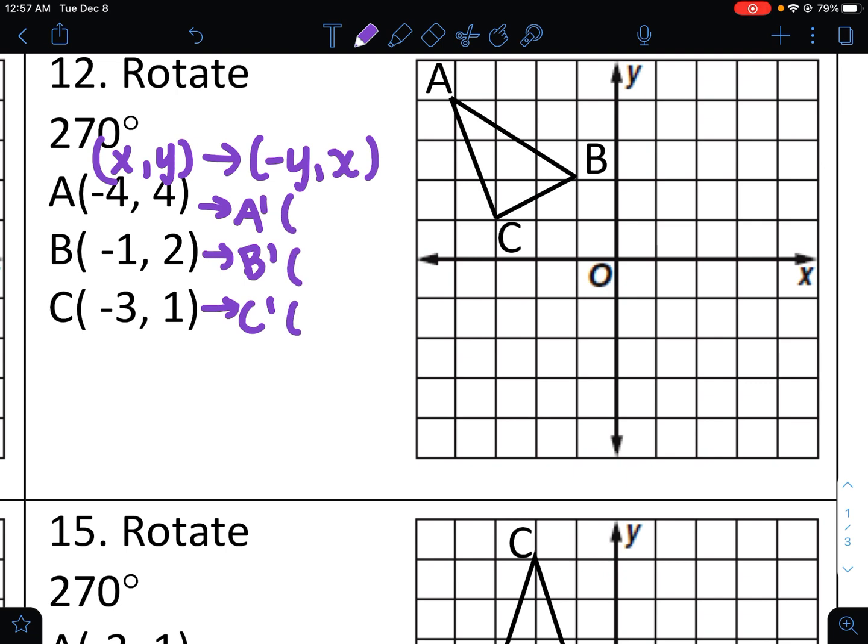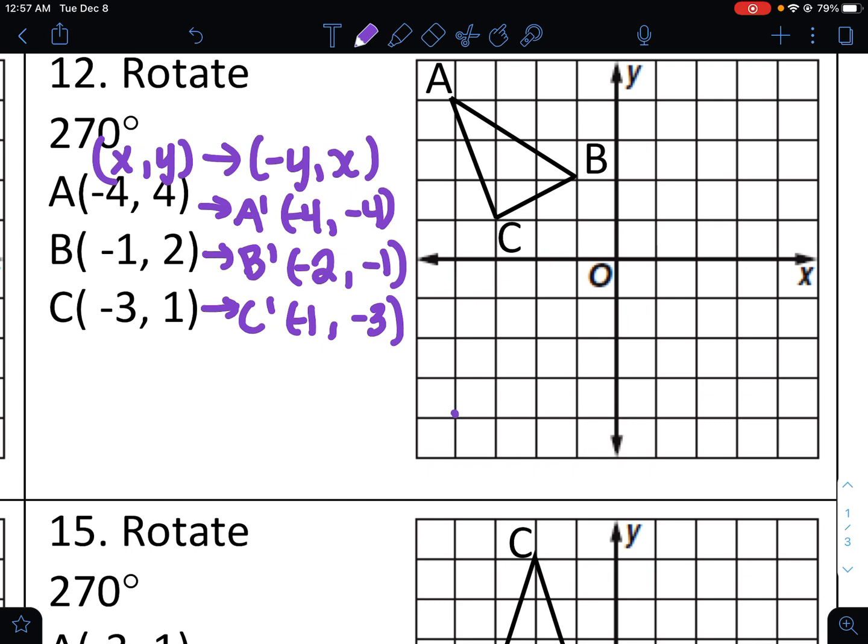Okay, so I'm going to switch the places of the -4 and the 4. So now it's going to be 4 and -4. I just switched places. However, the original y value needs to change signs. So that'll be -4, -4. For this one, change the places of the numbers. So that's going to be 2, -1. And now the original y value, which was 2, is now going to change signs. So now it's -2. For this one, switch the numbers. So now it's going to be 1, -3. But we do need to change the sign of the original y, which was 1. So now it's -1. And then we're going to go ahead and graph.